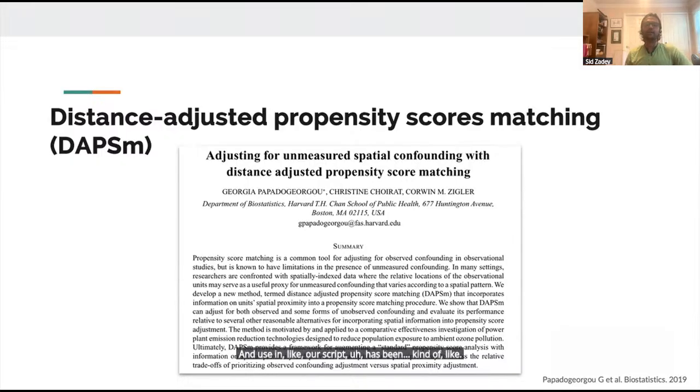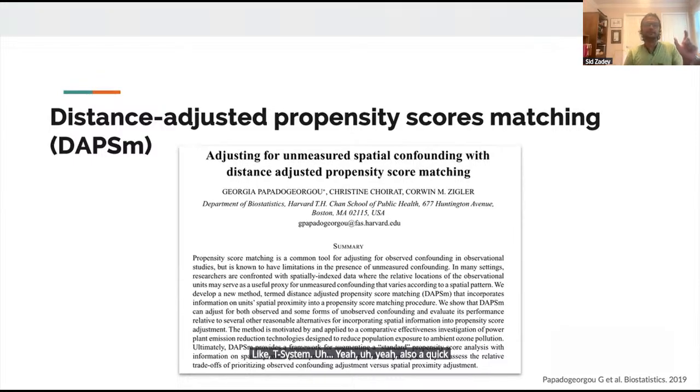So it looks at a way to go beyond the traditional propensity score matching and use a distance measure to improve the match. This was initially introduced by Georgia and her group at Harvard, and I think now she has moved to Florida. I also think that this was part of her PhD thesis. Also, a quick note.